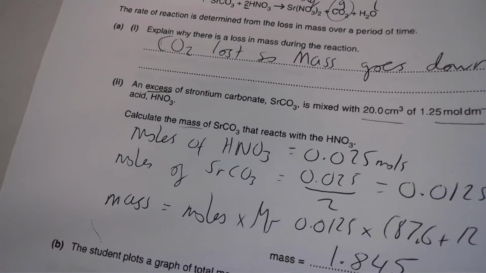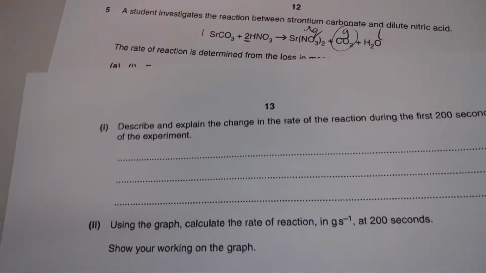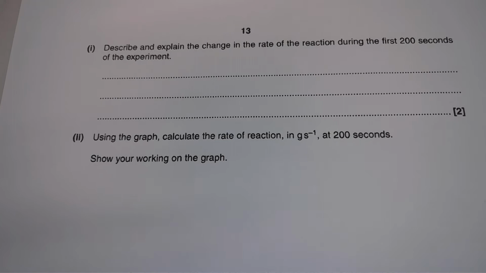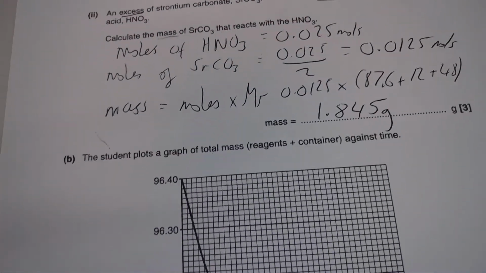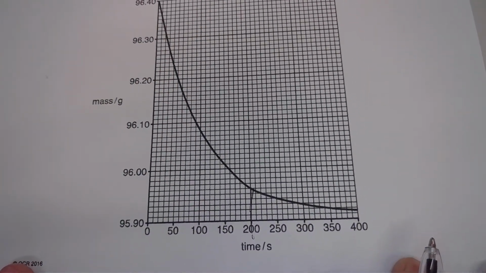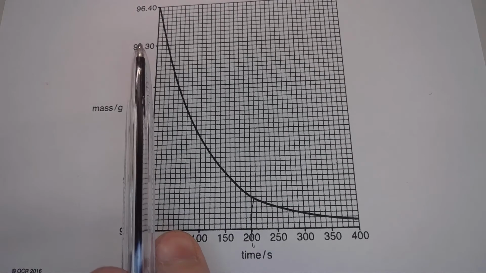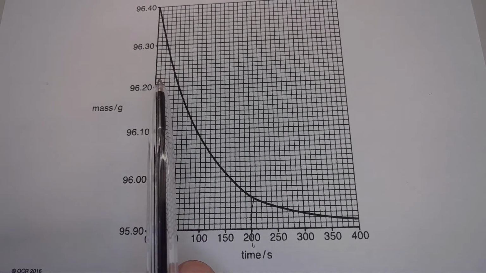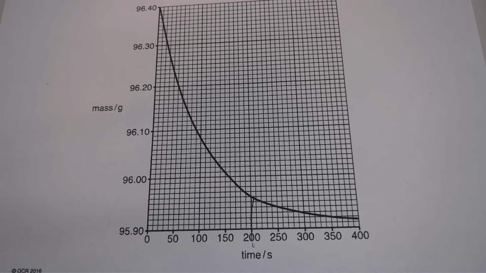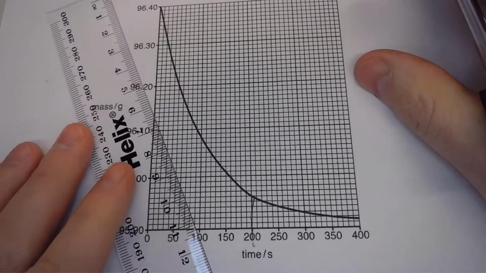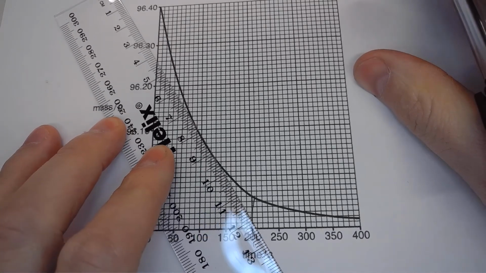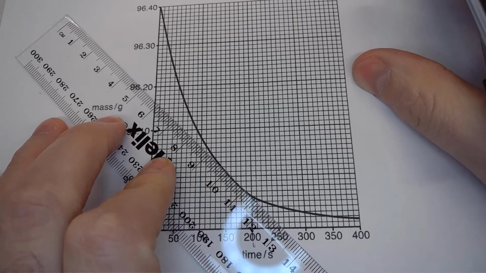So what does the question want us to do? Describe and explain the change in the rate of reaction during the first 200 seconds of the experiment. So let's have a look at the first 200. It's up to here. Okay, so we can see that the rate started off very fast, and then as we go around, the gradient, see here, the gradient's very steep there, is getting less and less and less steep.